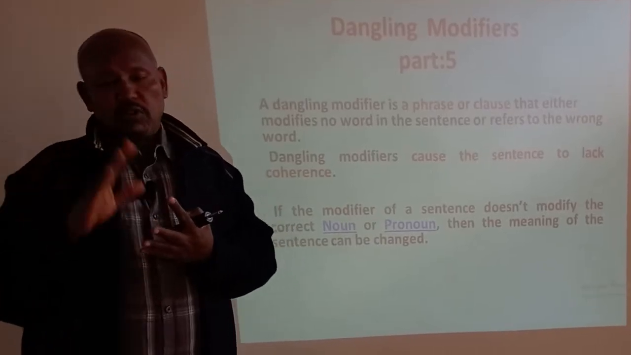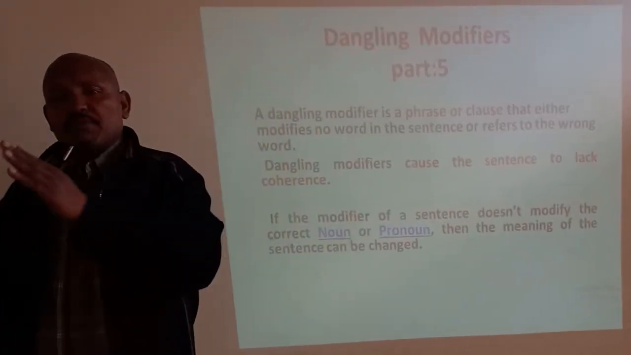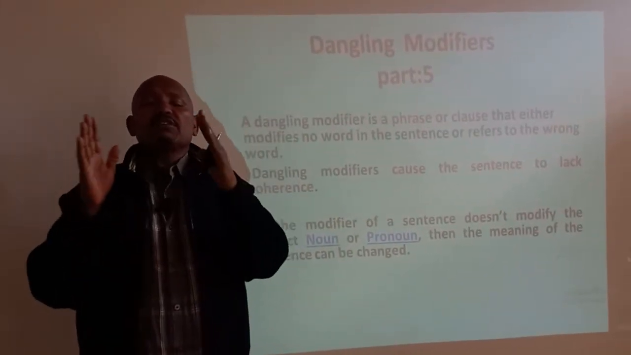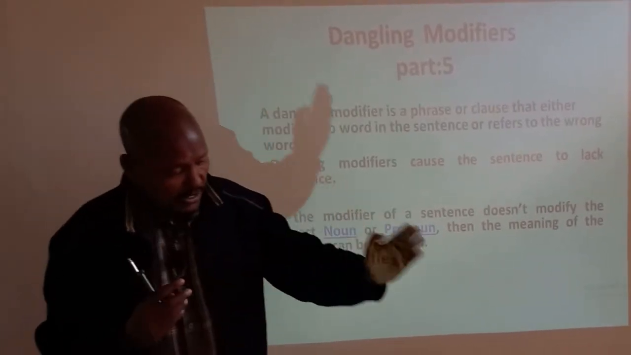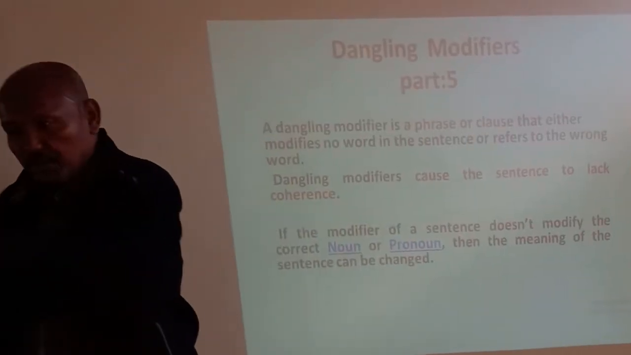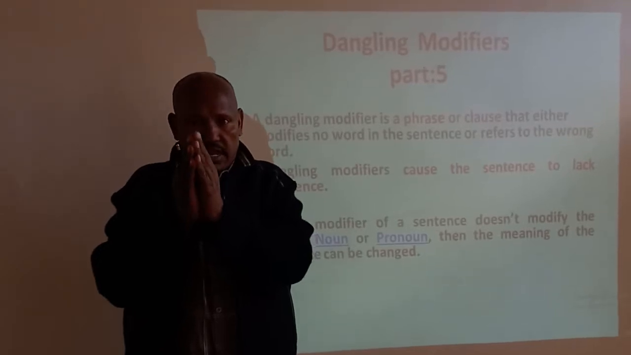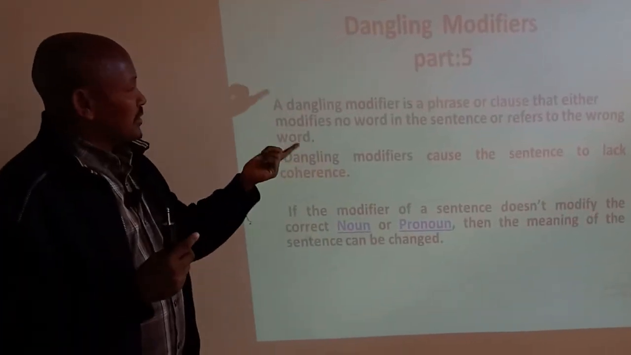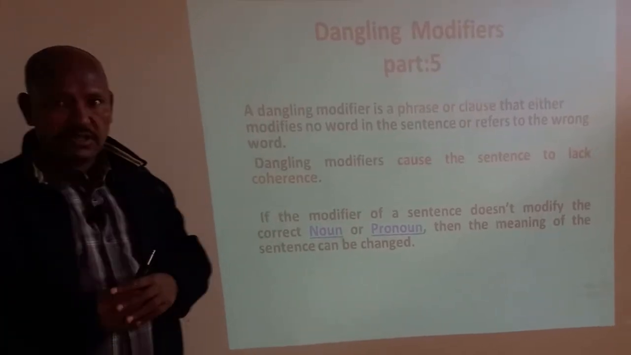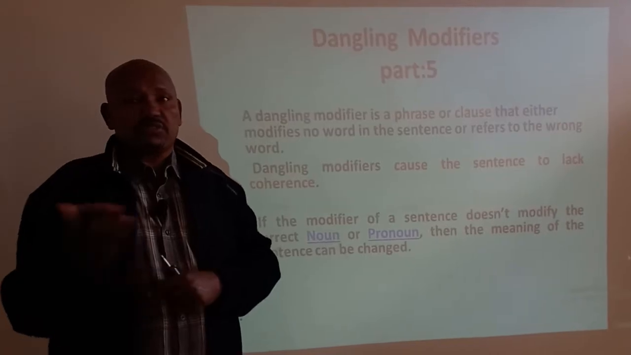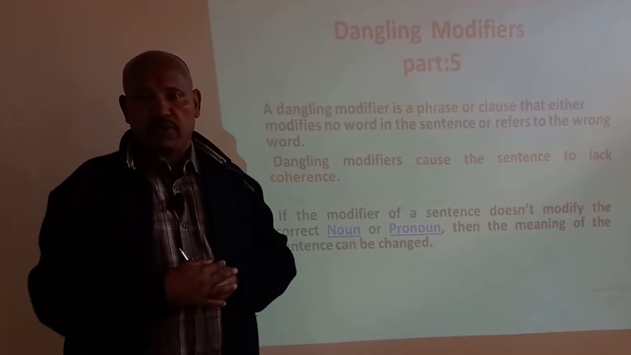So in short, or the other way around, the principal subject and the dependent subject do not have the same subject. So they are called dangling modifier. Well, if the principal subject is similar to the dependent subject, then it is not. A dangling modifier is a phrase or a clause that either modifies no word in the sentence or refers to the wrong word. It doesn't modify anything in the sentence, so it's a dangling modifier. It doesn't signify anything about the subject or a pronoun, so it's a dangling modifier.